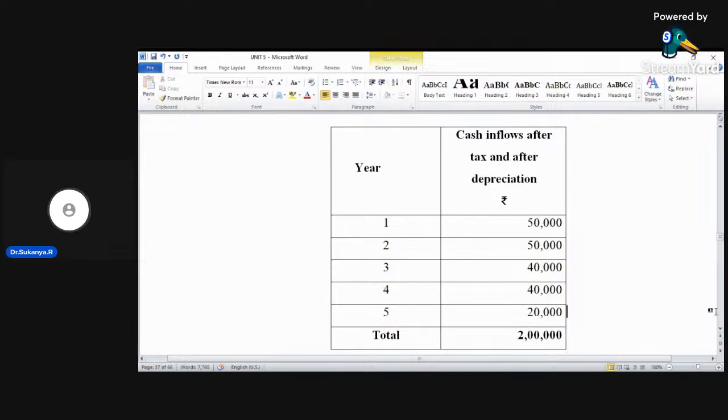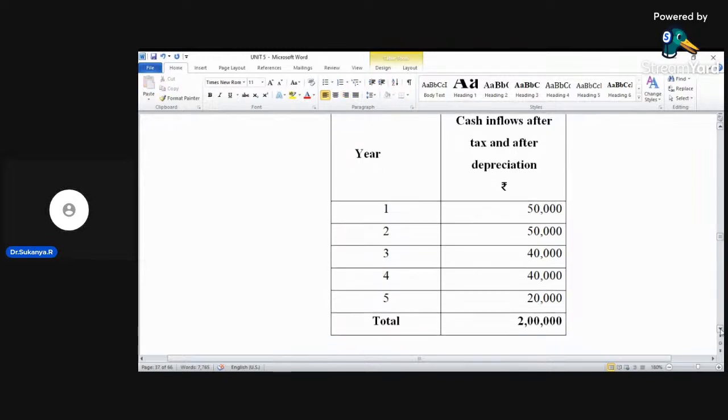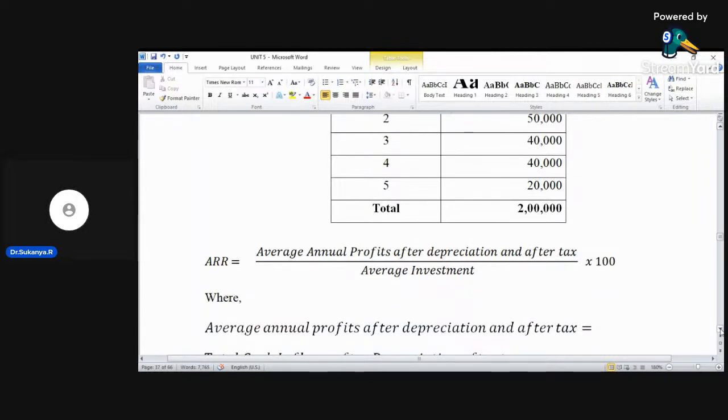The next thing is, dear students, you have to go to ARR. I told you that the formula to calculate ARR is average annual profits after depreciation and after tax divided by average investment multiplied by 100. So the first thing that you have to write down is the formula, and after writing down the formula you should go with the calculation. So that is what you need to do.